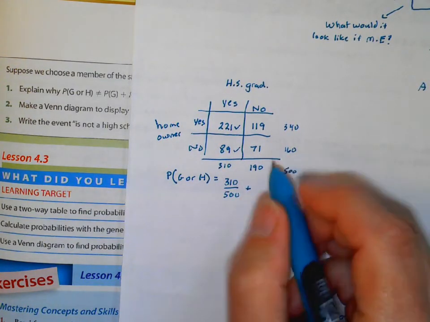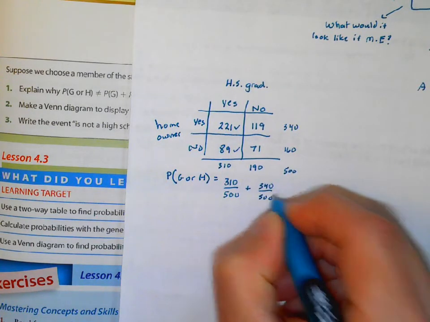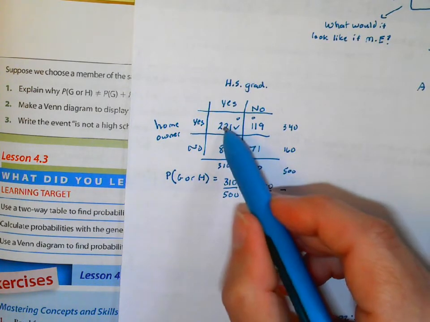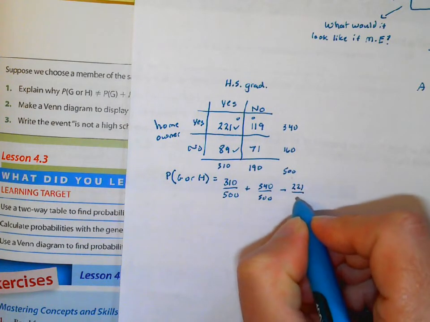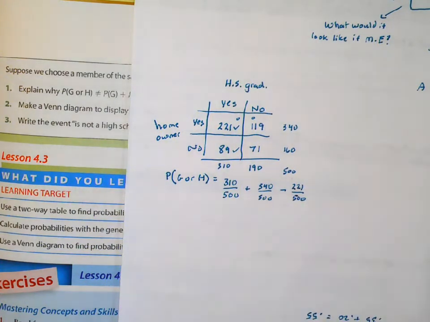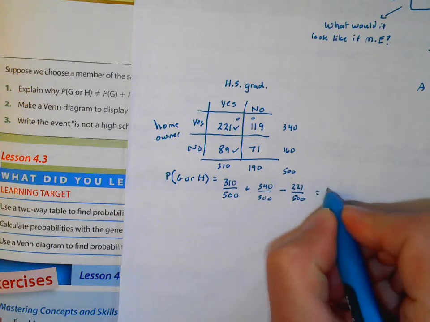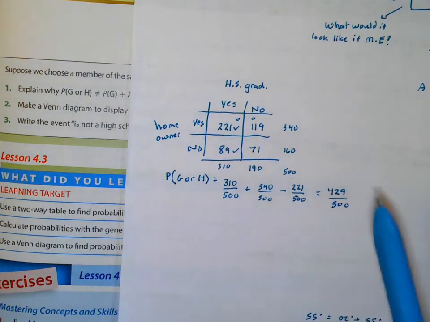Okay, so we added these two together here. Now the probability of somebody being a homeowner would be 340 out of the 500, which we added these two together. Now, notice we counted this group of people twice. We counted them here and we counted them there. So we have to subtract that group of people out. So if I take 310 plus 340 minus 221, gives me 429 people out of the 500 are either homeowners or graduates.